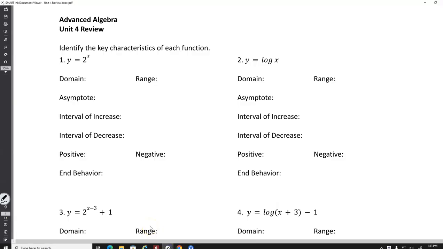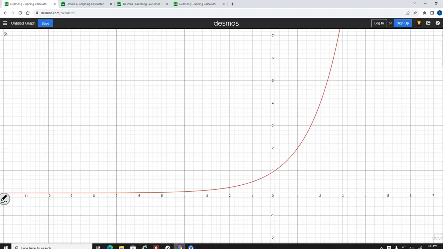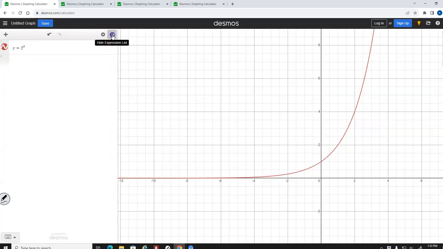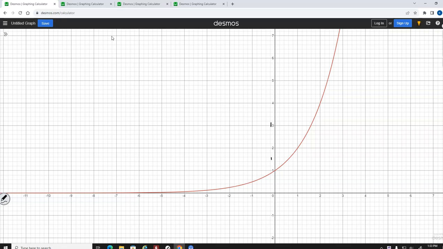All right, good. This is a review for Unit 4 test. First 4 questions are graph questions, so we're going to start with number 1. Y equals 2 to the x, so that's our exponential function. I graphed it right here for you. All right, so we're going to do domain, range, asymptote, increase, decrease, positive, negative, and end behavior.